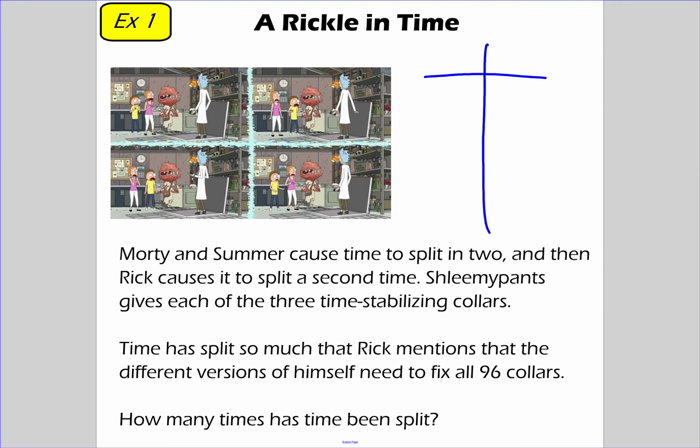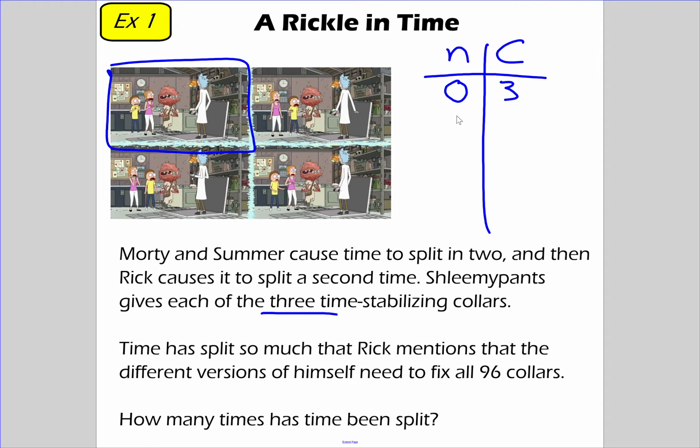Okay, I'm going to start by making a table. So we have the number of times that time is split and the number of collars. Now, initially, before time is split, there were 3 collars, right? That's what we know to begin with. Okay, that's our first reality here. So now take a second, see if you can't fill this table out.